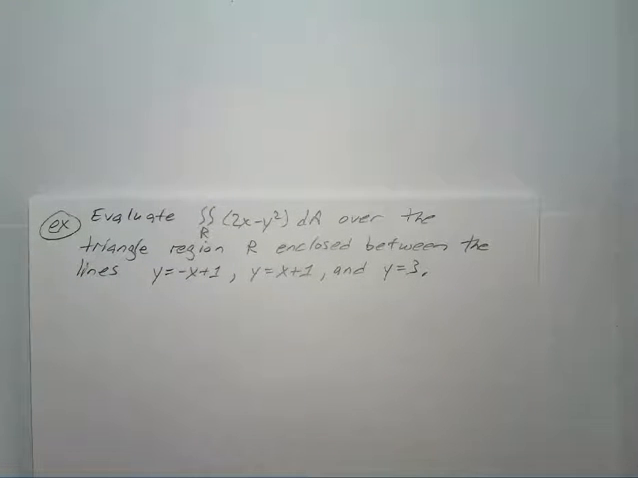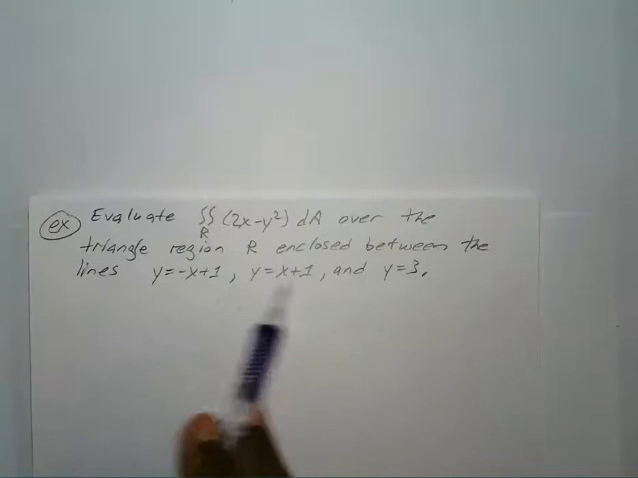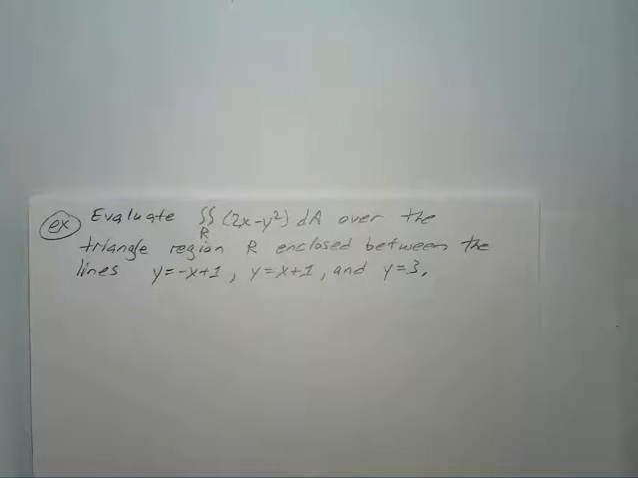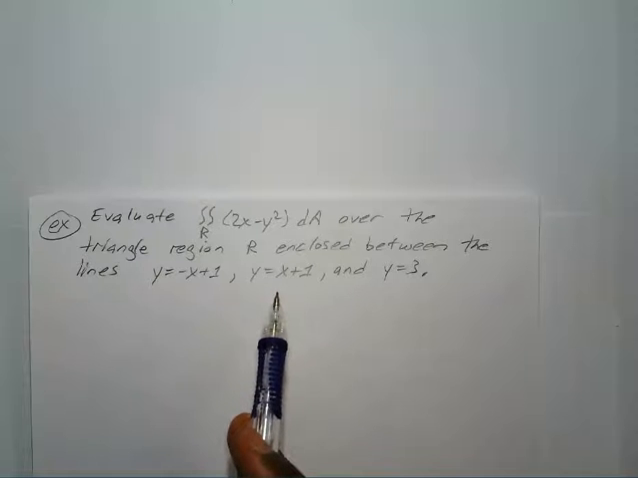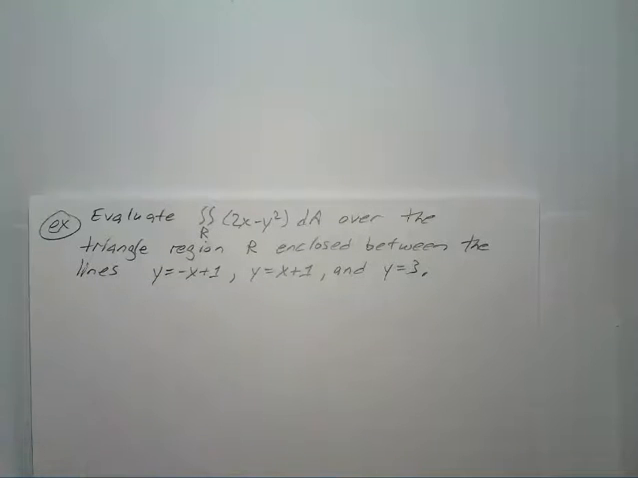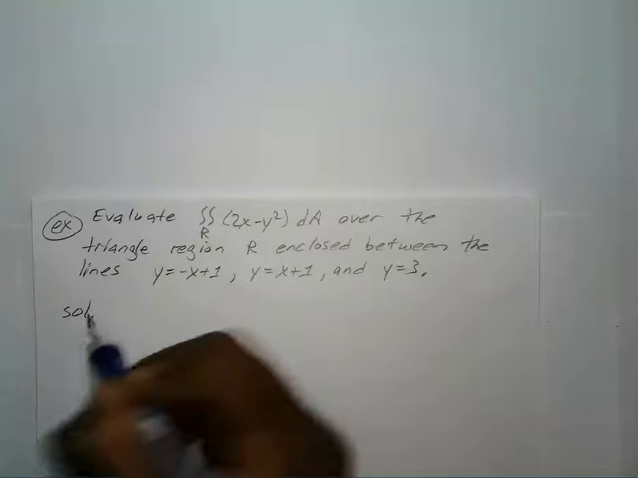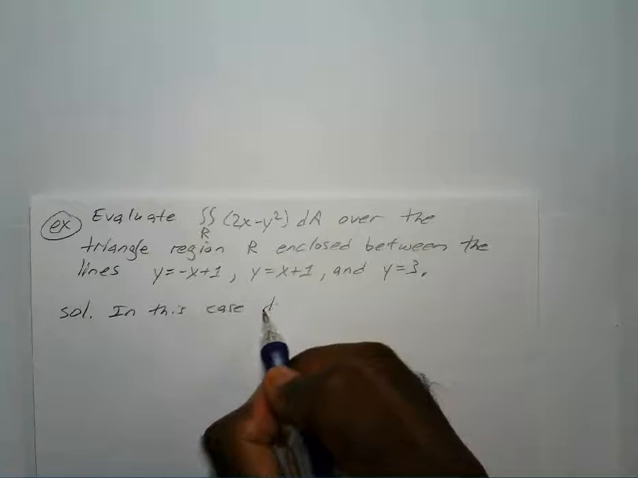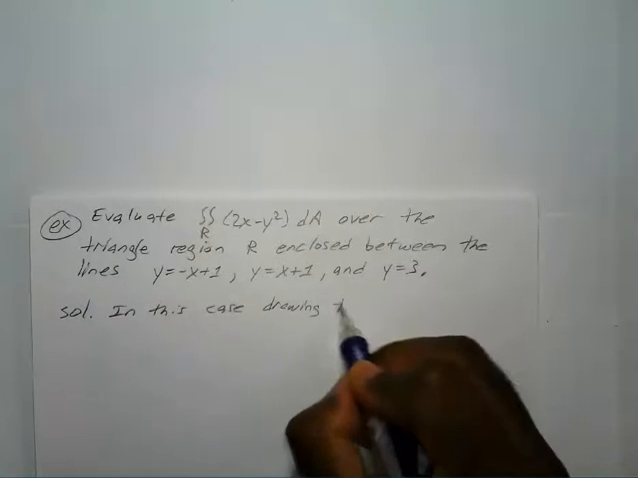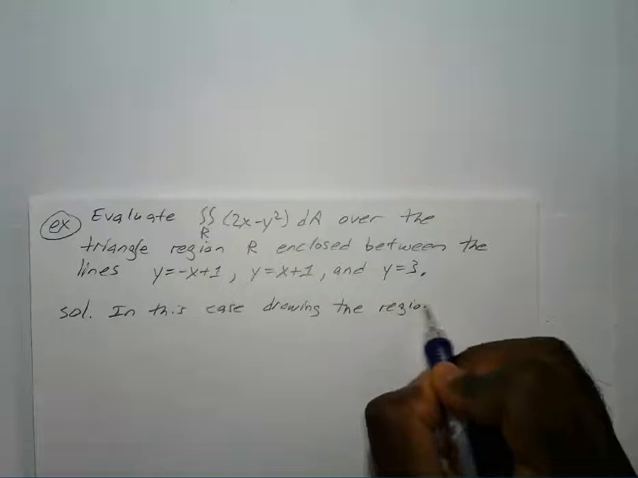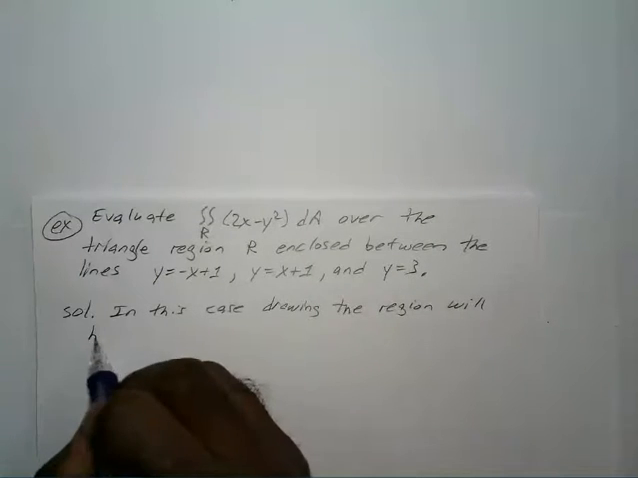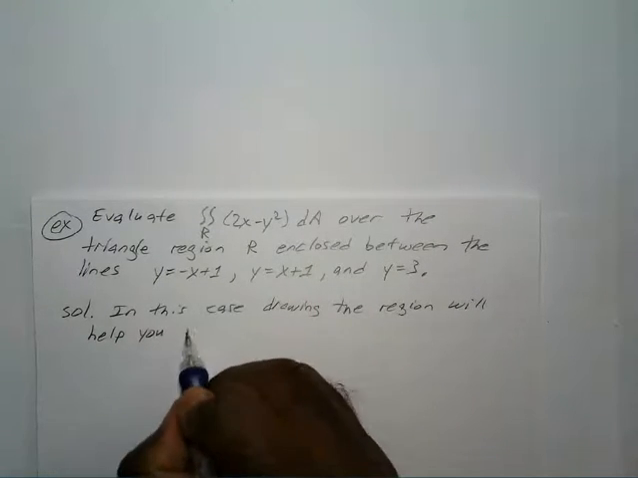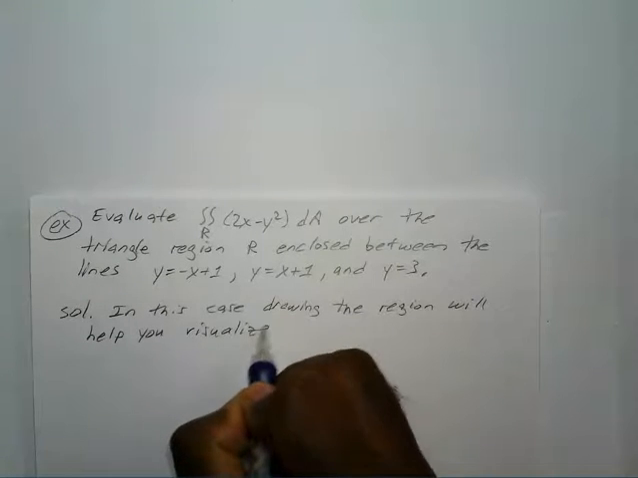Okay, so honestly, looking at this does not tell you much as far as your region. In a case like this, it's best to draw your triangle out so you can visualize exactly what you have. Because once you're visualizing it, you can see exactly where your x and y's and everything else would go. So in this case, drawing the region will help you visualize.